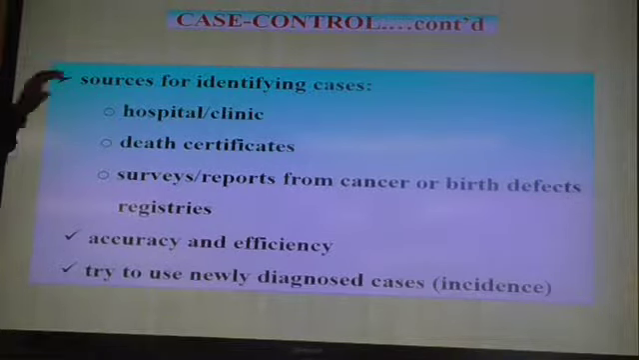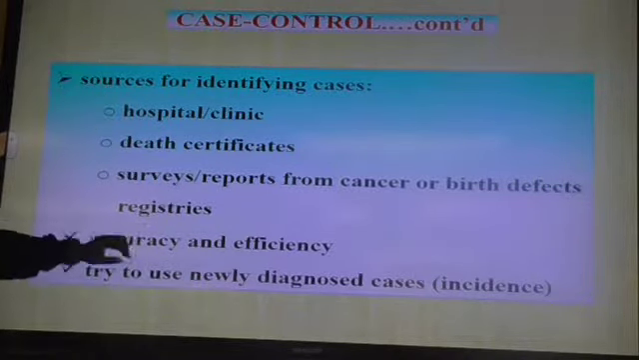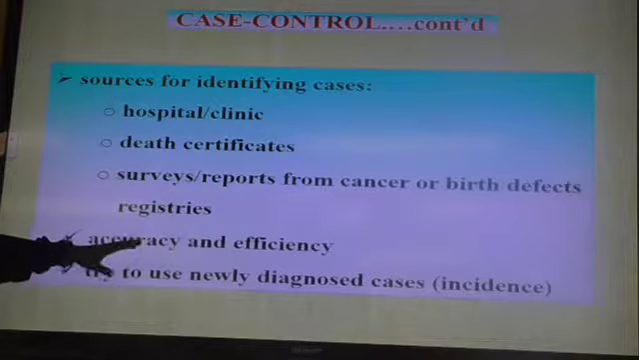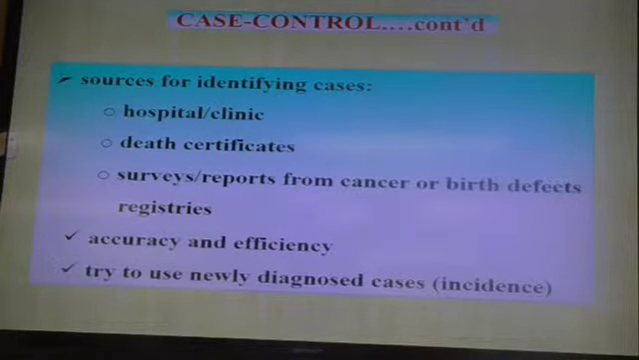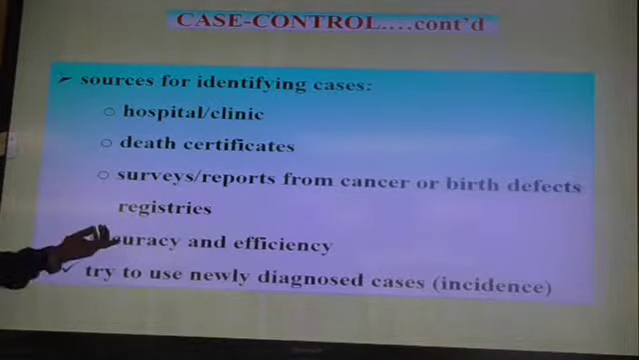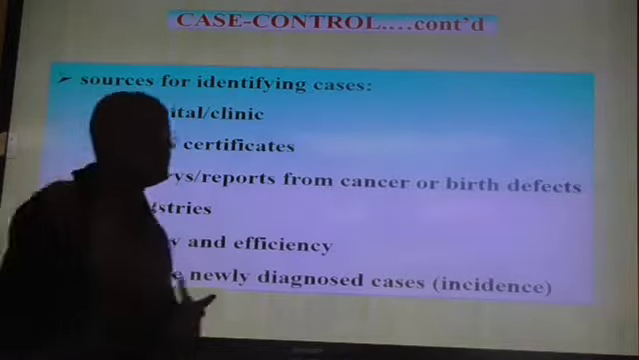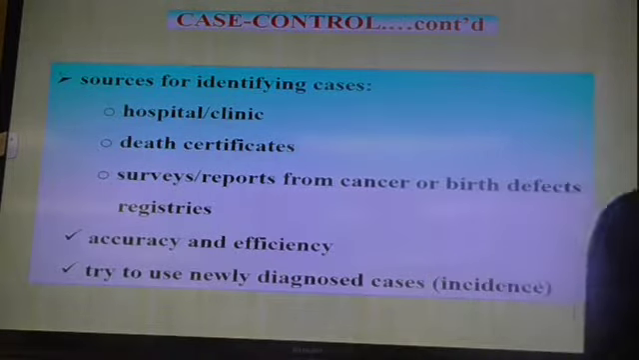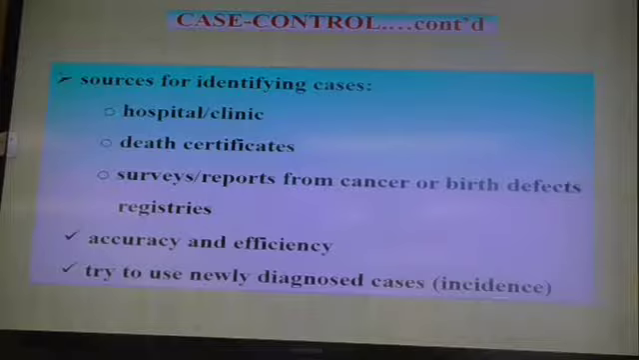Again, your selection criteria is affected by what? By really accuracy and efficiency. You need to get as many cases as you can. You also need to look at whether the record that you use is really accurate or not. So accuracy and efficiency of acquiring your sample will determine which sources you use.